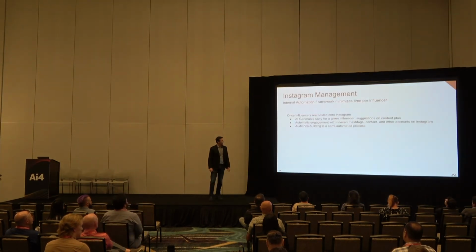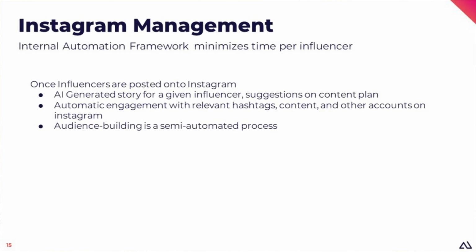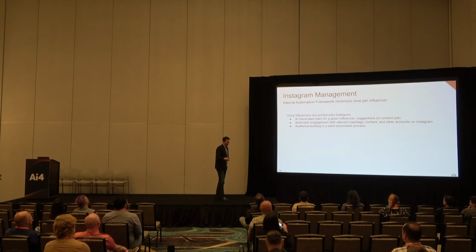So how do we manage Instagram? Well, once they're posted on Instagram, we have these scripts that go out as them and comment on similar people, similar posts, and leave hashtags for things. What you'll find is if you go out and follow 10 people on Instagram, 1 or 2 will follow you back. Over time, you can unfollow people. So the audience building piece we've tried to automate as well.